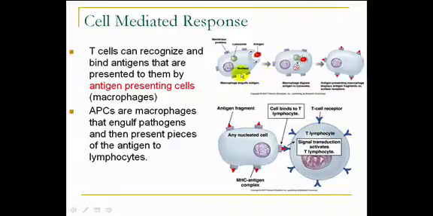So what happens is a macrophage will engulf an antigen and destroy it, chop it up, and then display the foreign antigen on their cell surface. And when they do this, we now call them antigen presenting cells, or APCs, because they're presenting the antigen on their cell surface. They present that antigen to a T lymphocyte, usually a T helper cell. And that T helper cell has the specific receptor for that antigen.